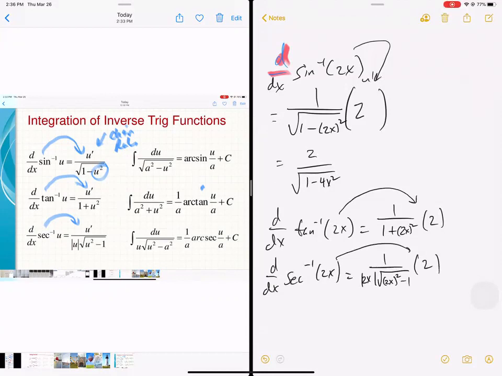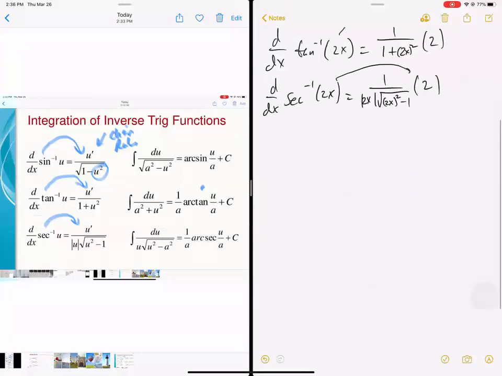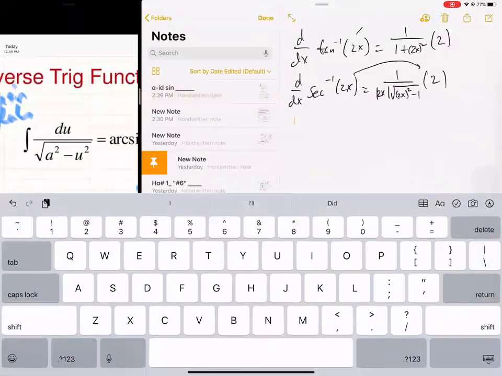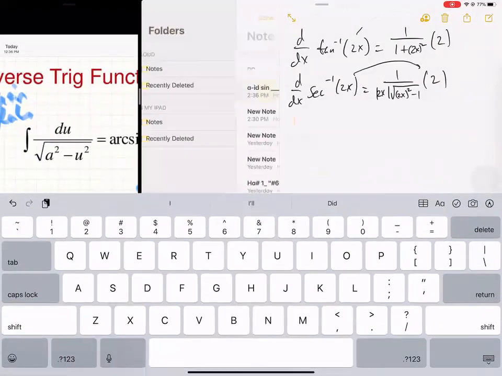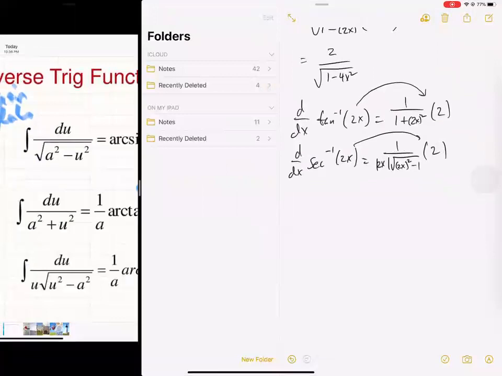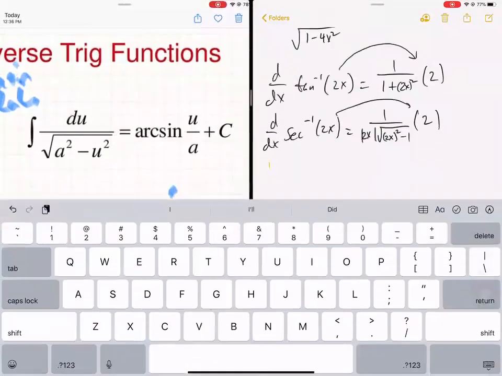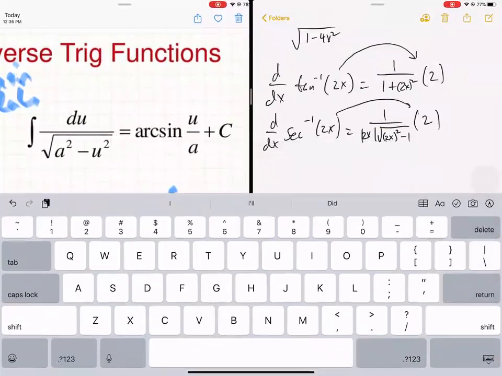But if we want to go backwards, it has to fit this format. And the formats that we're looking at are specifically these here. If it doesn't fit the format, we can't use it. Sorry. So let's give ourselves an example to start off with.